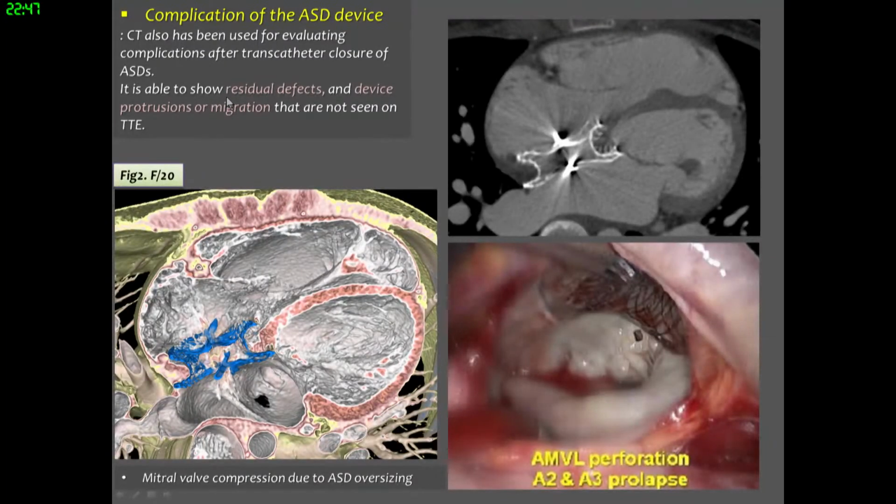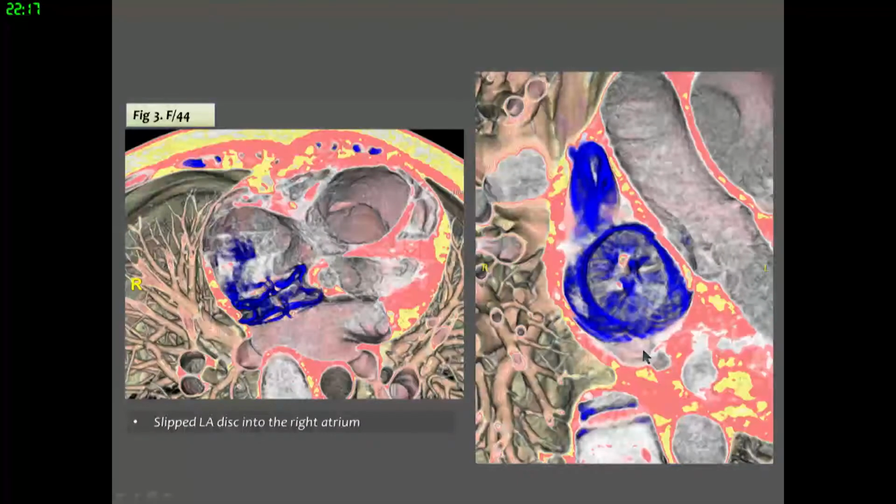CT also has been used for evaluating complications after transcatheter closure of ASDs. It is able to show residual defects, device protrusions, or migration that are not seen on TTE. Mitral valve compression by a large ASD device is one of the complications after transcatheter closure. In this patient, mitral valve erosion caused mitral valve perforation. The device was removed by exploration and the mitral valve was repaired.